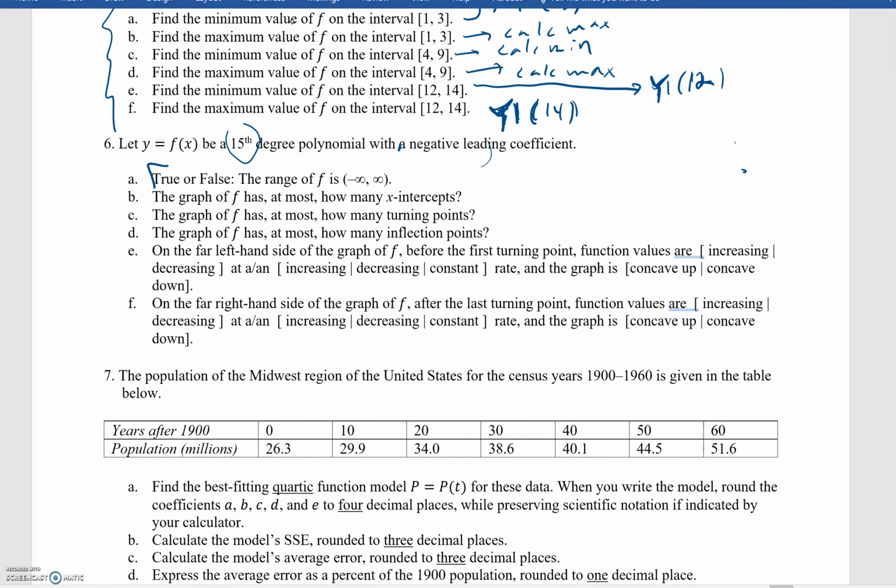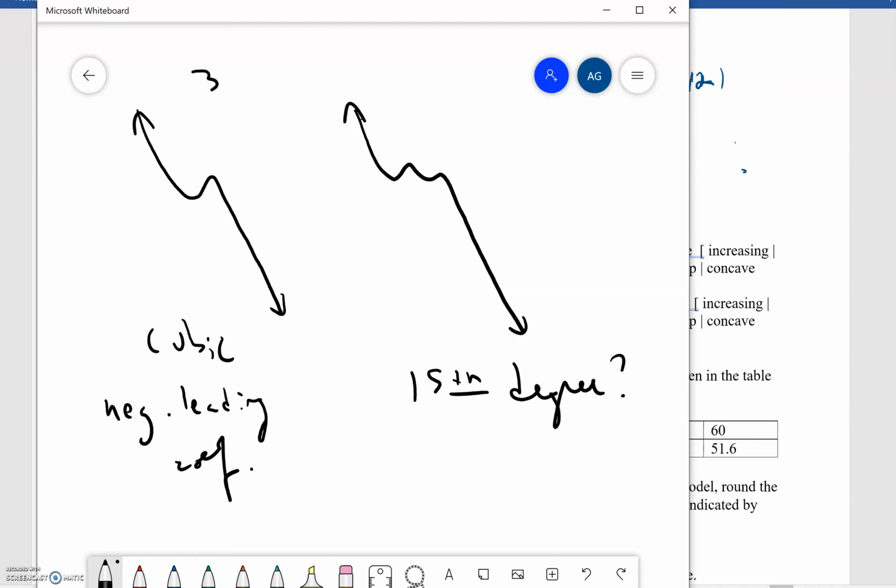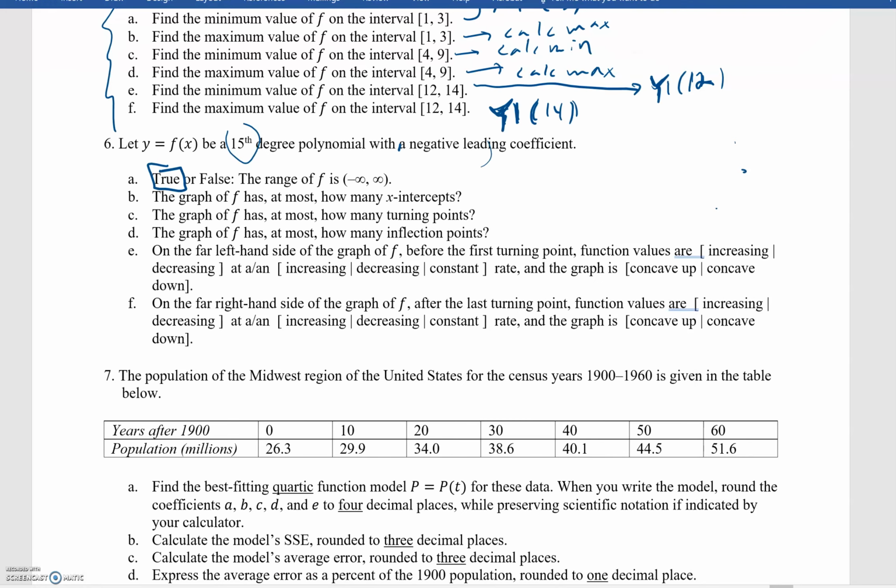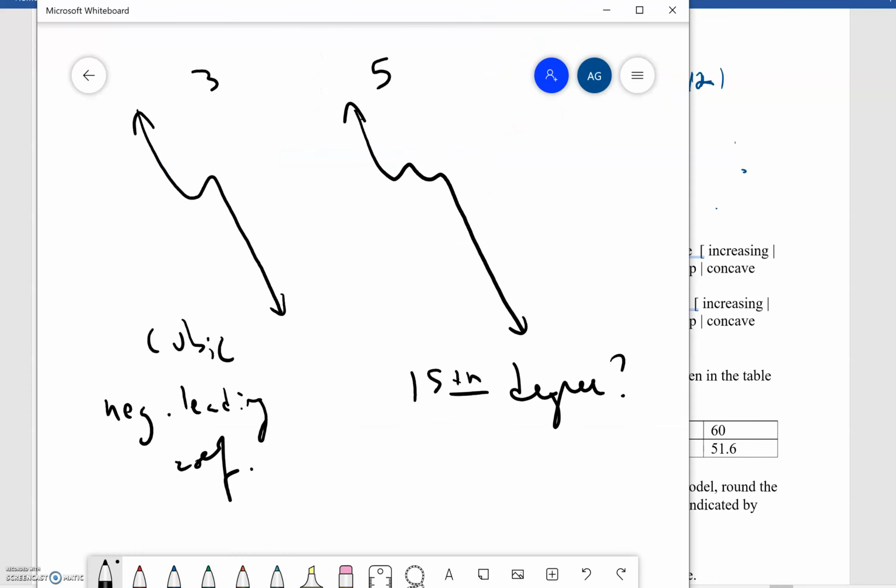How many intercepts could we have? How many x-intercepts? Well, let's go back to this picture. Actually, I haven't drawn a 15th degree polynomial, but it would basically have a whole bunch more bumps here. Remember that the number of intercepts is related to the degree of the polynomial, so it can have at most 15 x-intercepts. Like for a cubic, the most you could have is 3.